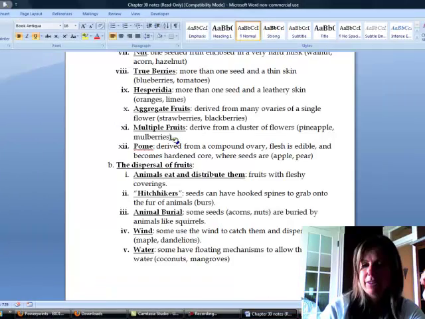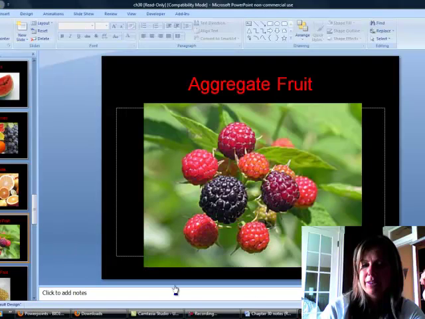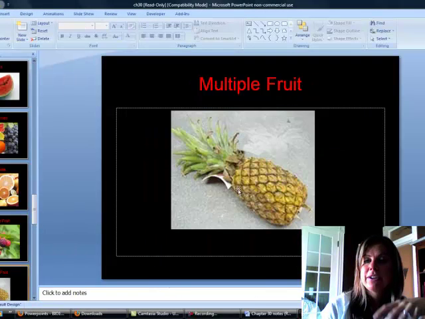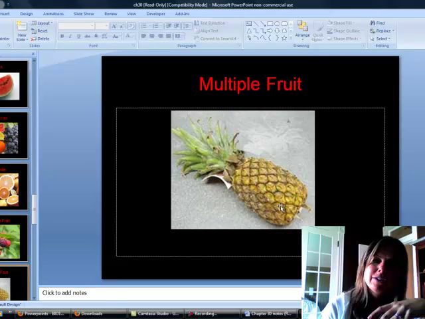Then the next one is called a multiple fruit, and a multiple fruit is going to be like a pineapple, and that's actually derived from multiple flowers growing together. So each one of these sections that you see in here was a different flower that formed that fruit. So that's kind of neat too.